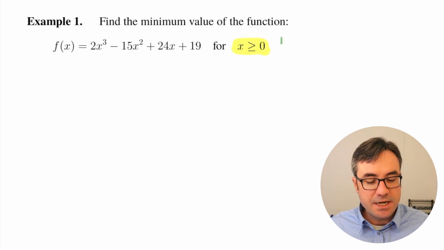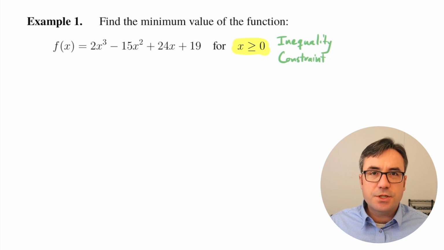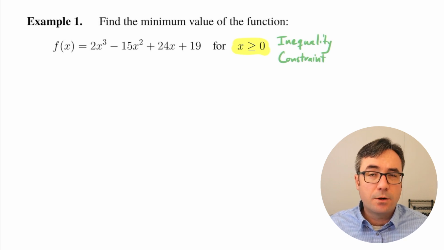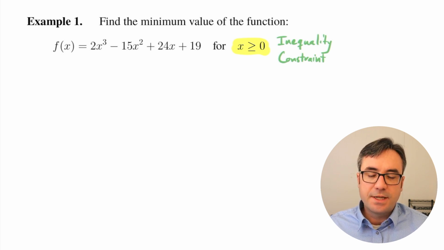We'll call this an inequality constraint. It puts some restriction on where we can look. We can only look, in this case, at the x values that are greater than or equal to 0. All right, so let's actually see how we're going to do this.